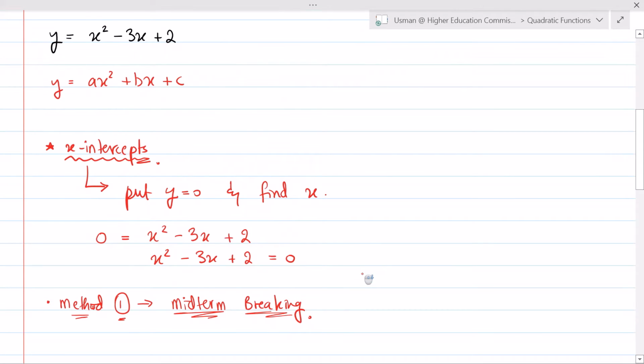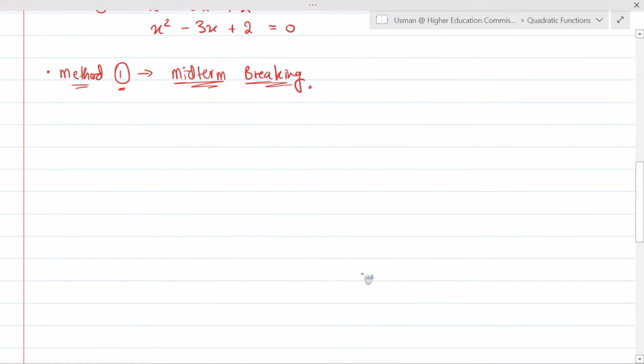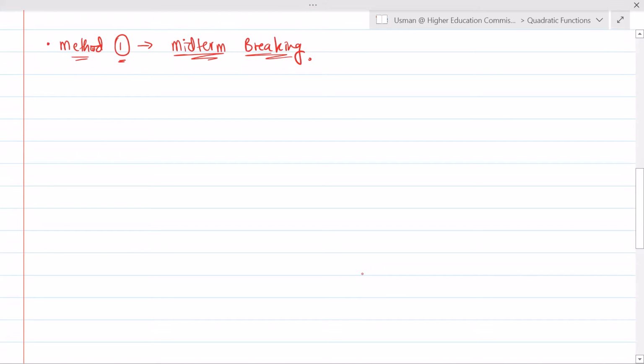Now, especially for MYP students, since you will not have a handheld calculator with you, you would have to do this working and show how you actually get your x-intercepts. For the IBDP students or for the Cambridge O and A level students, you can simply plug in the equation in your calculators and get your answers directly. So let's now jump into the working of middle term breaking.